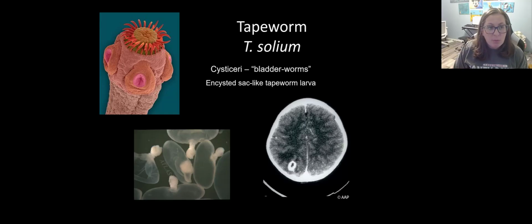For the pork tapeworm, we do see that they have similar structures. But another thing is these guys can be in the bladder, where we call them cysticerci, and they can be called bladder worms. Their tapeworm larvae can also be encased in sacs, and they can travel to other areas besides just the bladder. In this case, you can see a sac of them inside of the brain. So they don't always just stay in the intestines.